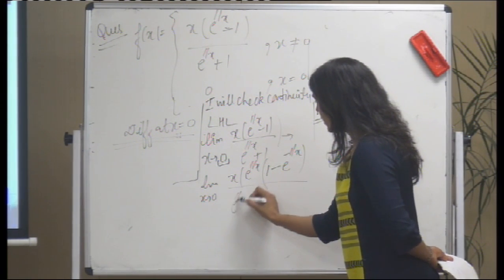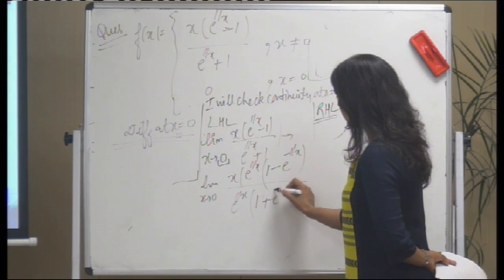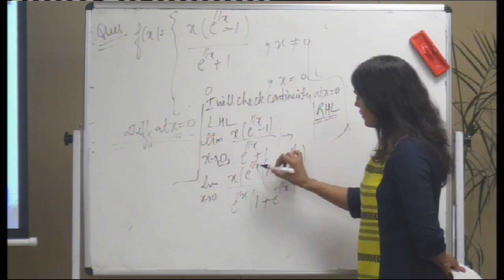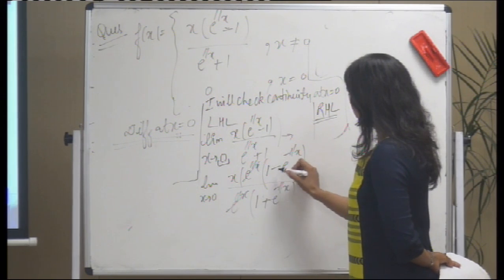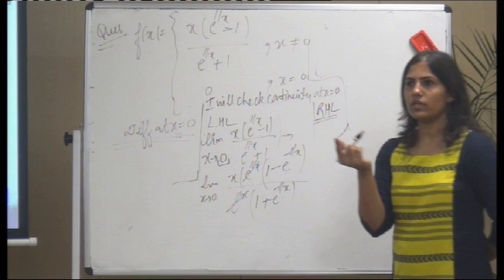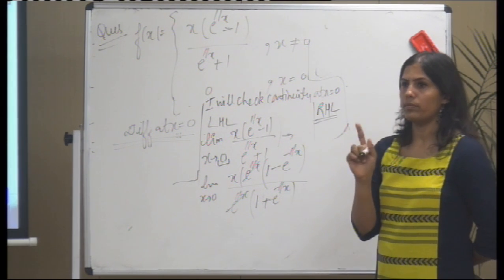e to the power 1 by x, from here also you take out common. So it will be 1 plus 1 minus x. Now this gets cancelled. x is there, no problem. 1 minus e to the power minus 1 upon x. e to the power minus infinity. e to the power minus infinity value is 0. Now there is no problem.